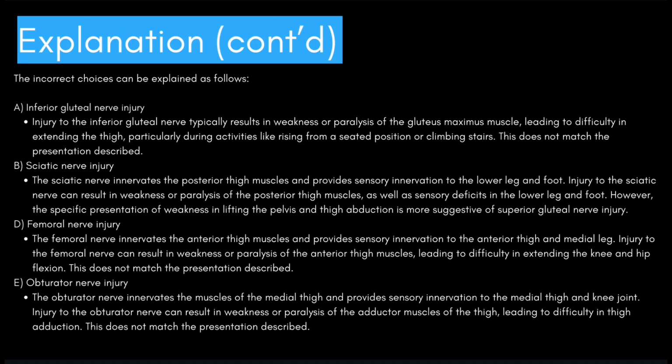Obturator nerve injury. The obturator nerve innervates the muscles of the medial thigh and provides sensory innervation to the medial thigh and knee joint. Injury to the obturator nerve can result in weakness or paralysis of the adductor muscles of the thigh, leading to difficulty in thigh adduction. This does not match the presentation described.